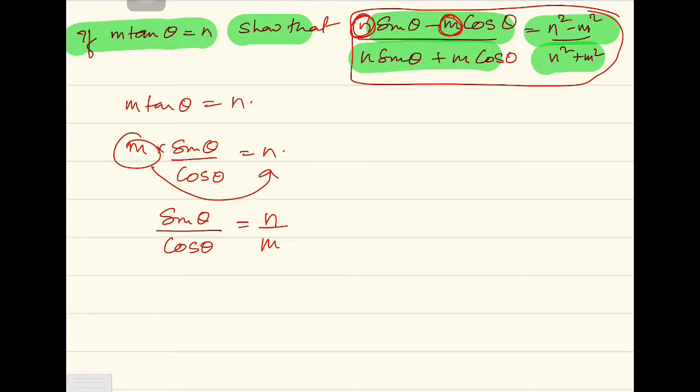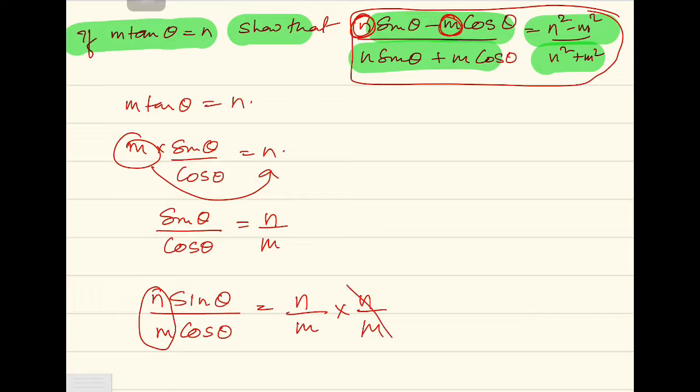Okay, but when I do that, I'll have to multiply this by n sine theta and this by m cos theta. But I cannot simply do that. If I multiply the left hand side by n by m, then also I have to multiply the right hand side by n by m, isn't it? That way n by m gets cancelled and the effect will be cancelled. Did you understand? What did I do?